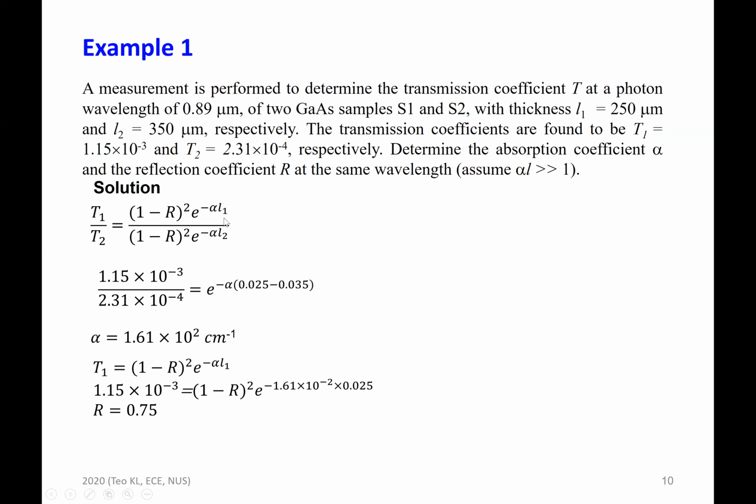You take the ratio, so (1 minus R) squared will cancel off, and you substitute all the values. You will get alpha equals 1.6 times 10 to the power of 2 per cm. You have to be careful here: the exponential term is dimensionless, so your L1 of 250 micron must be converted to cm, so that alpha will be in per cm. Then you can substitute using one of the equations, T1 equals (1 minus R) squared e to the minus alpha L1. Since you already know alpha, the thickness of the first sample, and the transmission T1, you can find R, which is 0.75. So 75% of the light gets reflected.